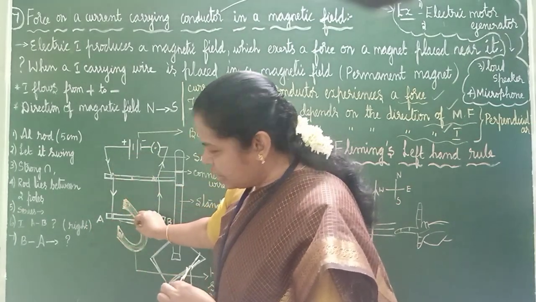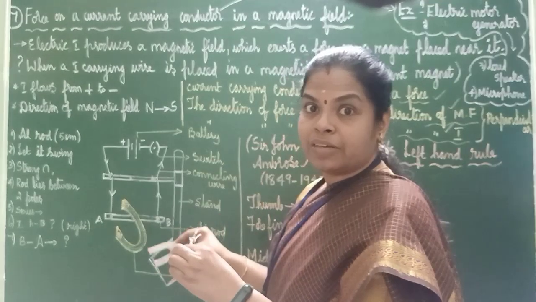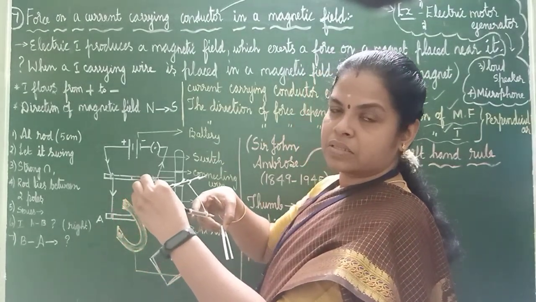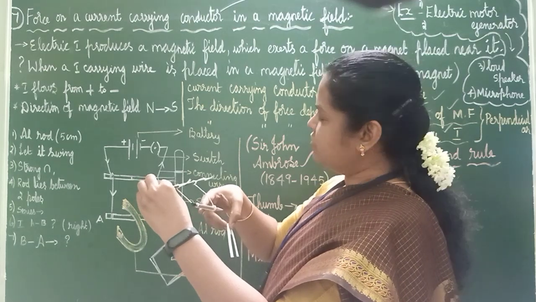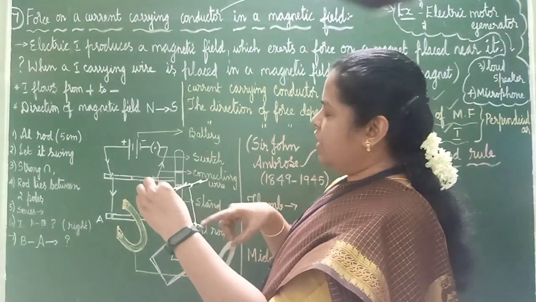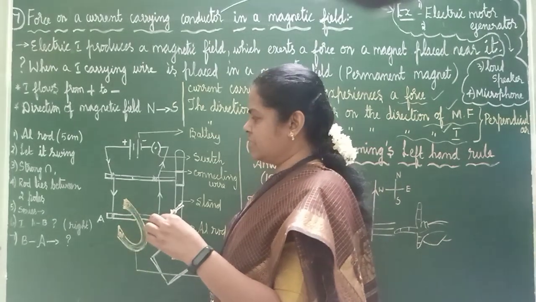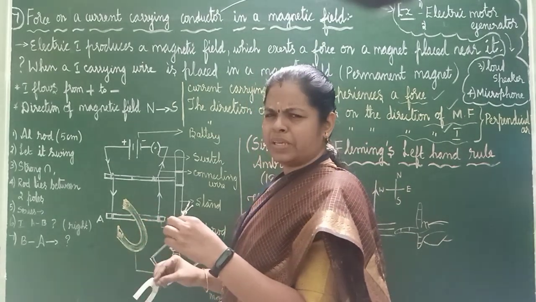When the current comes to the aluminium rod, it will exert a force, and this aluminium rod will move forward like this. Then the current goes like this. So when it is coming here, a force is exerted. So something is happening here, no?